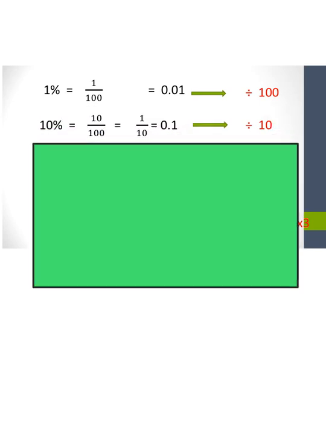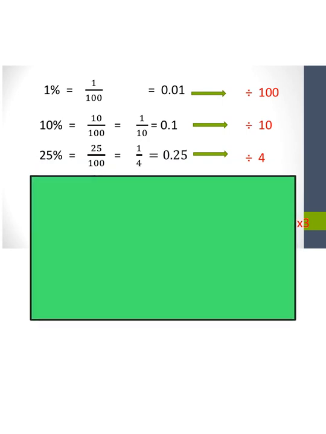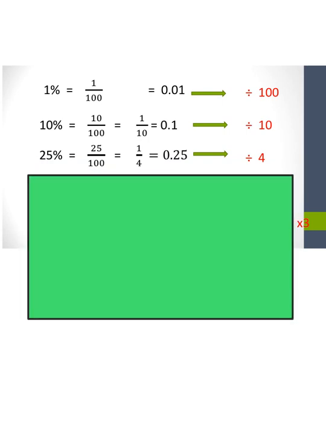So on this slide, we have a quick recap on what percent means. So 1%, a percent means out of 100. So 1% here means 1 out of 100, or as a decimal, 100th is 0.01, and to work out 1% of an amount, you divide by 100. To work out 10%, 10% as a fraction would be 1/10, so to work out 1/10 of something, you would divide by 10.